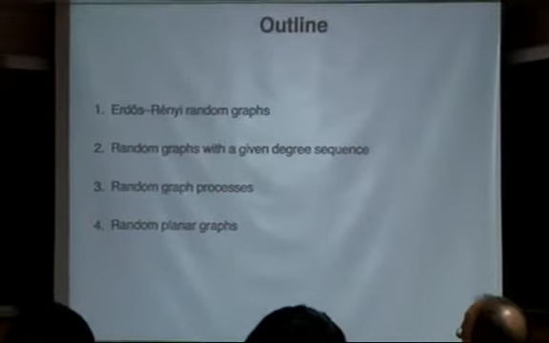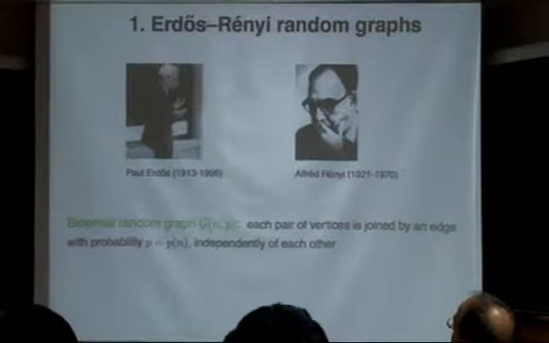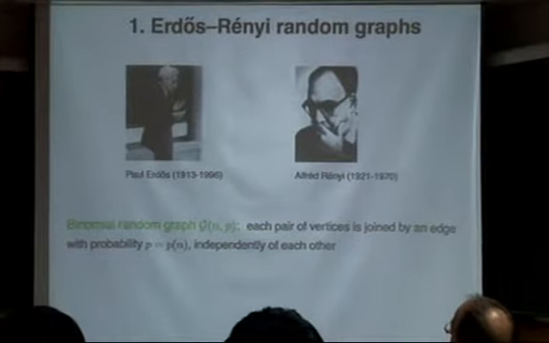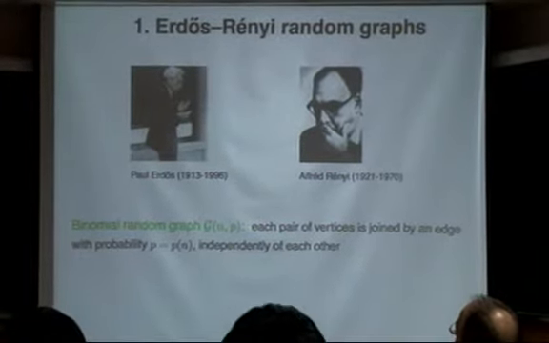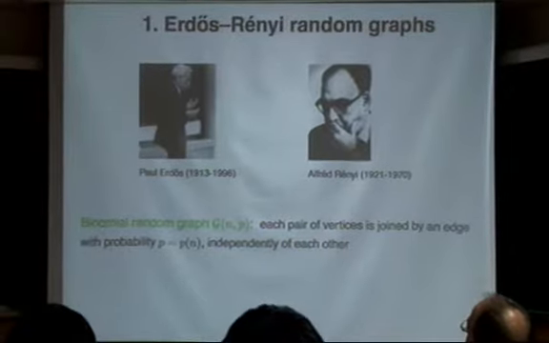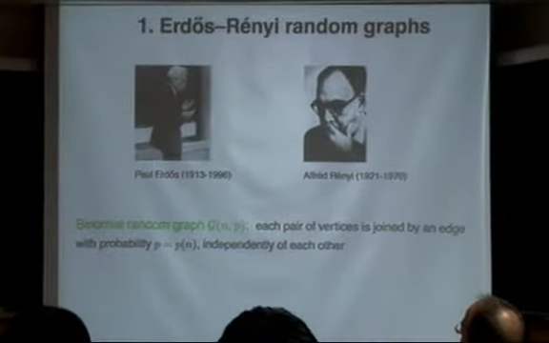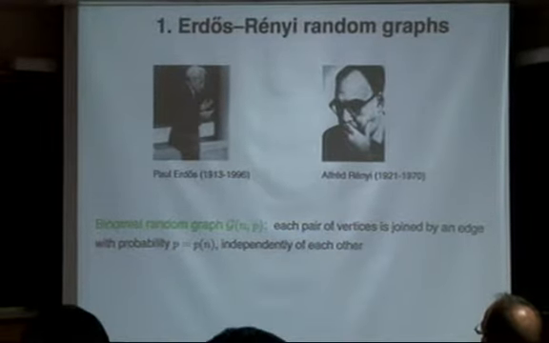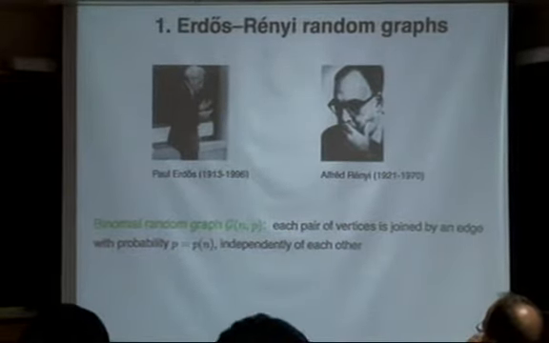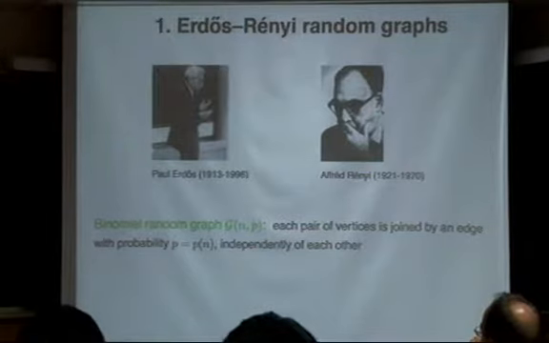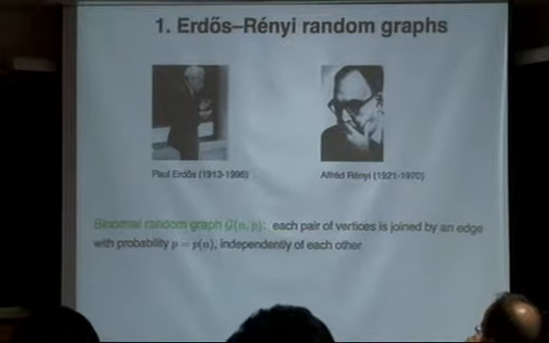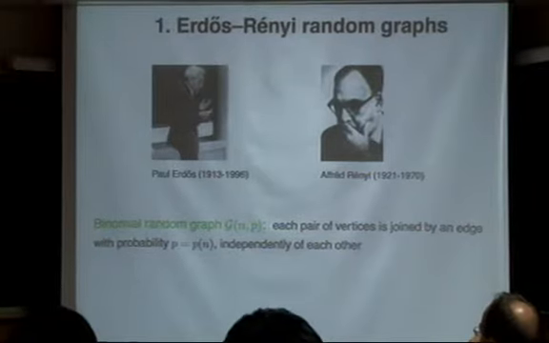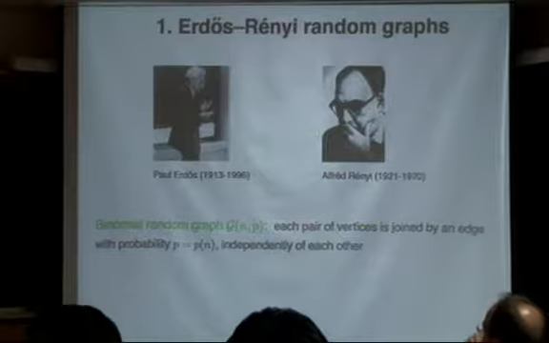So let me start with the Erdős-Rényi random graphs, and the most famous and important random graph model is the so-called binomial random graph, G(n,p). In G(n,p), each unordered pair of vertices is joined by an edge with probability p independently of each other. This probability p can be constant, but also it can be a function of n.